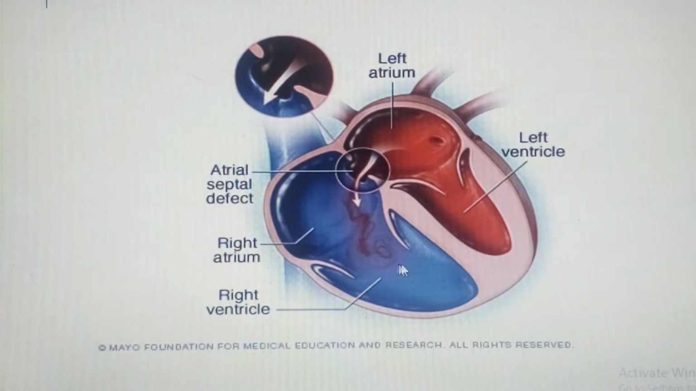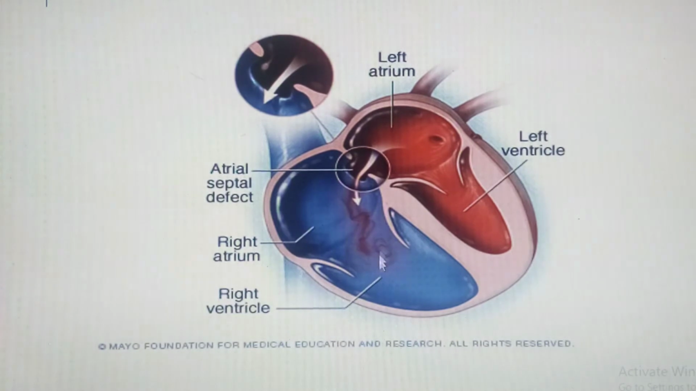Pulmonary hypertension. Because it won't be able to pump all the blood to the lungs, there is a lot of pressure on the lungs as well as the right ventricle, leading to pulmonary hypertension. Because the right ventricle will be overworking, it may lead to hypertrophy of the right ventricle. Hypertrophy of the right ventricle.